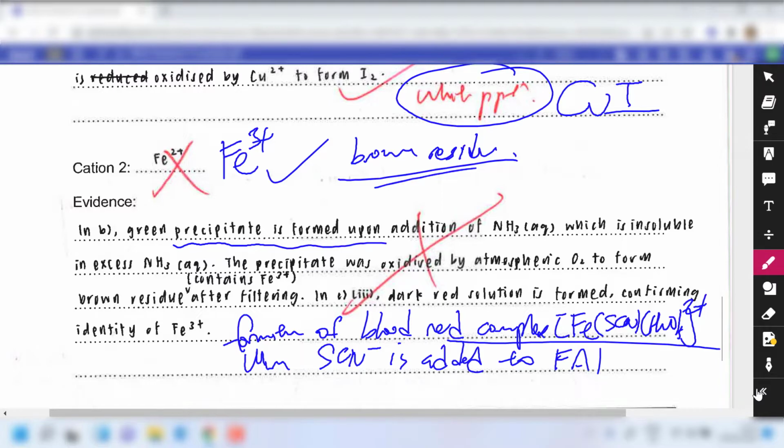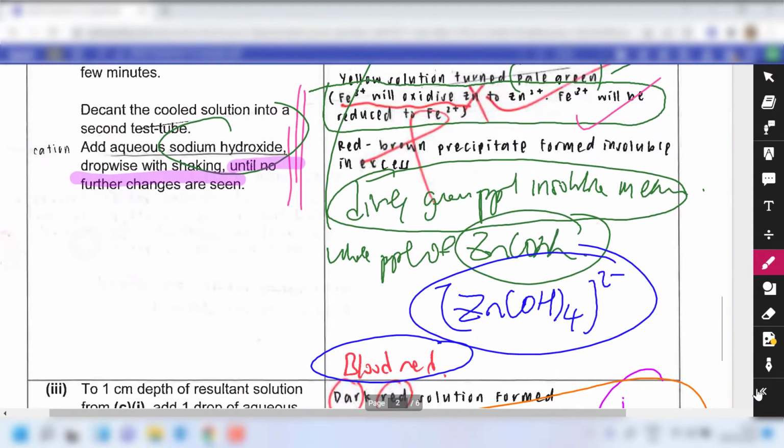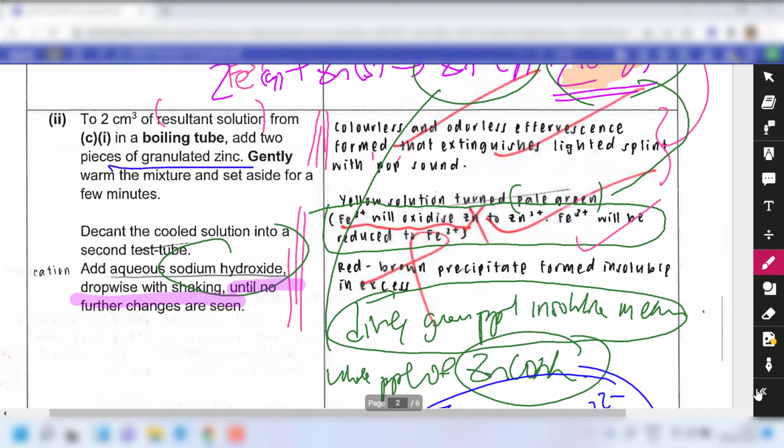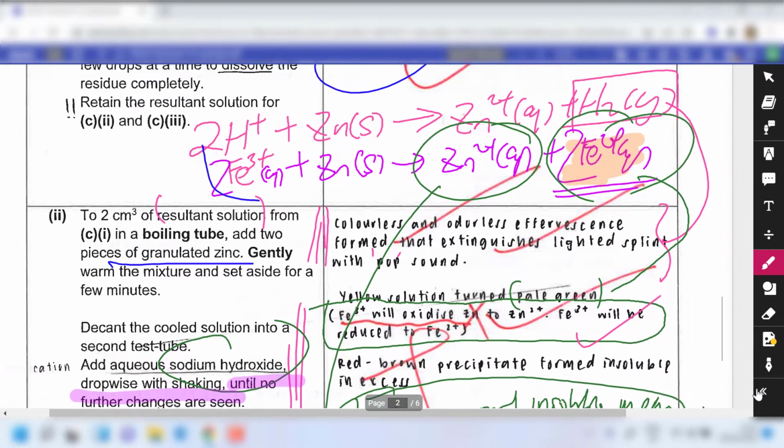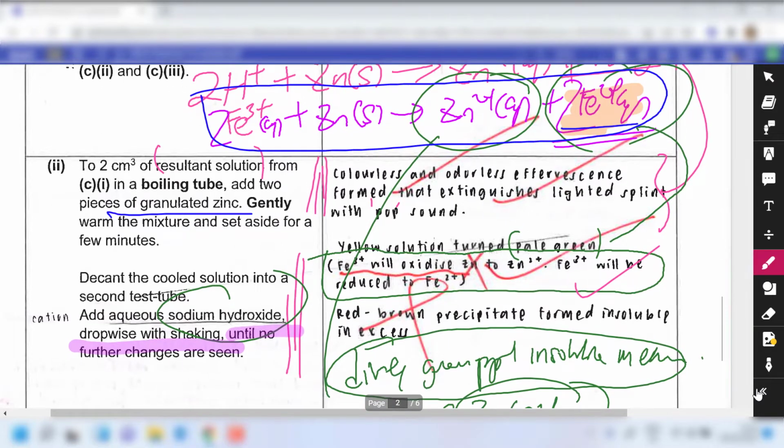Okay, and then another key evidence is also over here when you added the zinc granules in, because when you added zinc granules, this particular reaction takes place, and then your final product is iron 2 plus. So iron 3 gets reduced to iron 2 plus. And that is why later on you observe over here the dirty green precipitate.